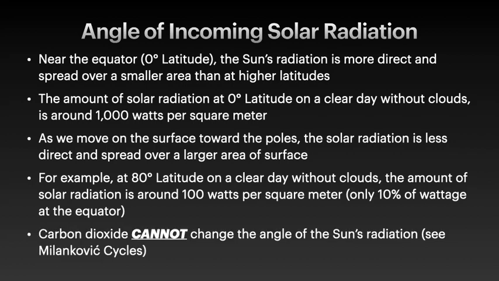Carbon dioxide does not, will not, cannot change the angle of the sun's radiation. However, there was a Serbian named Milankovitch who spent years with many, many mathematical equations figuring out what are called the Milankovitch cycles. And if you want to know about how the angle of the sun's radiation changes on scales of tens of thousands of years, take a look at the Milankovitch cycles.